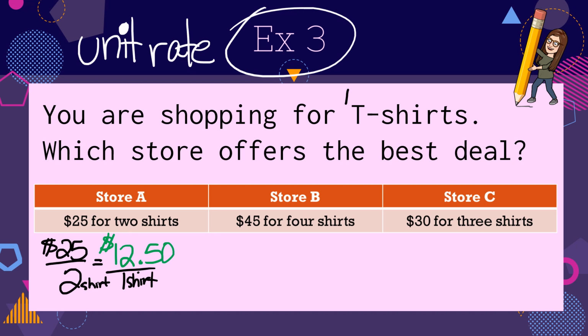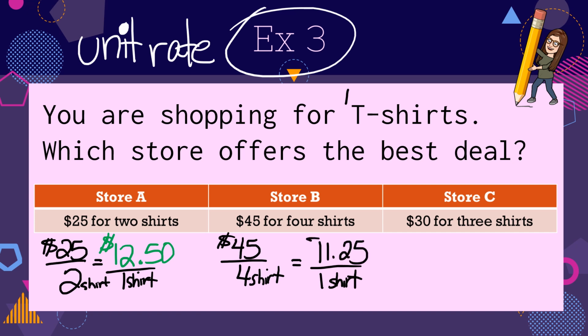Let's try it again. At store B, it costs $45 for 4 shirts. And I want to find out how much one shirt costs. I want the unit rate. So I'm going to treat this ratio as a division problem. 45 divided by 4 gets me 11.25.